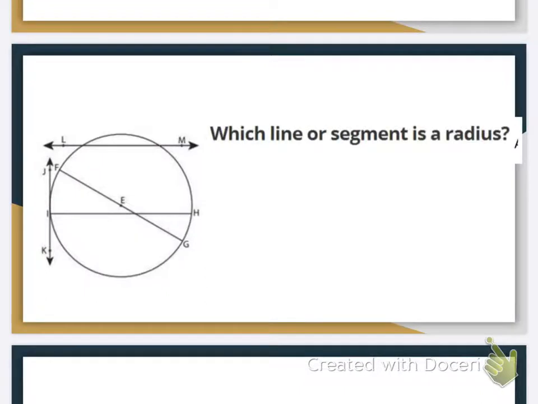Which segment is the radius? So the radius starts at the center and then goes to the edge of the circle. We have 2 radii. You have EF and EG.